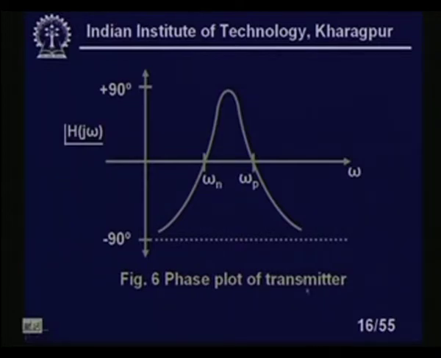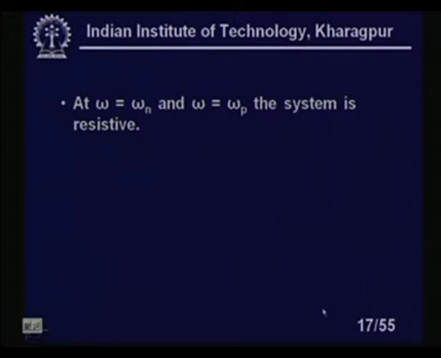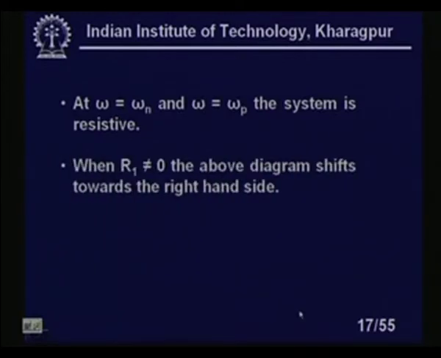So, we can see within omega n and omega p it is a 90 degree plus 90 degree phase shift, and outside that range it has a minus pi by 2 phase shift. What does it mean? At omega equal to omega n, omega equal to omega p, the system is resistive, this is most important, and when R1 is not equal to 0, the above diagram shifts towards the right hand side.